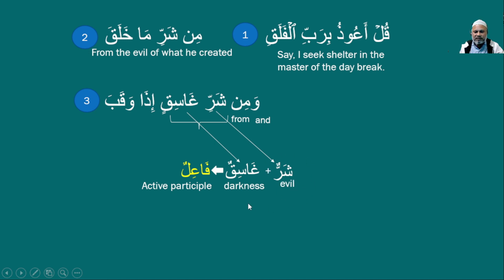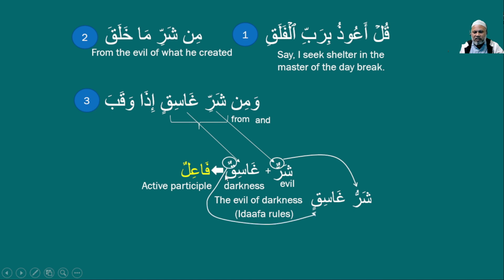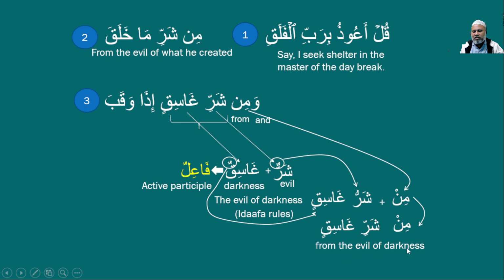The evil of darkness. What will be the sentence? The evil of darkness will be sharru ghasiqin. By the rules, sharrun will be sharru and ghasiqun will be ghasiqin. The second noun can have tanween, no problem, but the first noun cannot take tanween. Sharru ghasiqin means the evil of darkness. Now put min before this, and it will be min sharri ghasiqin, from the evil of darkness.